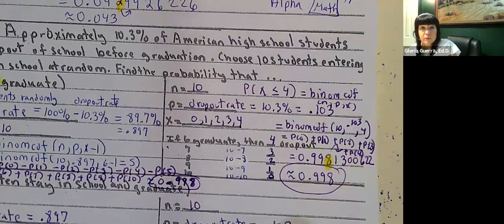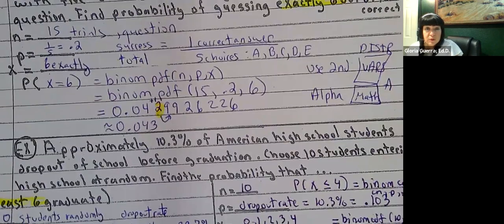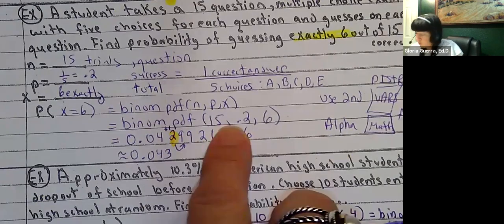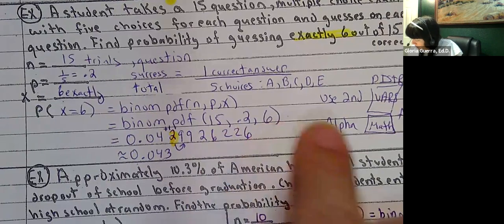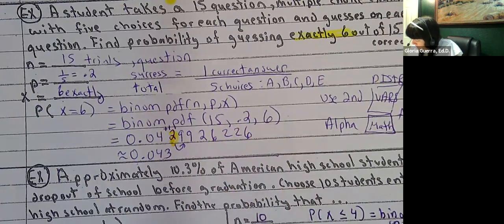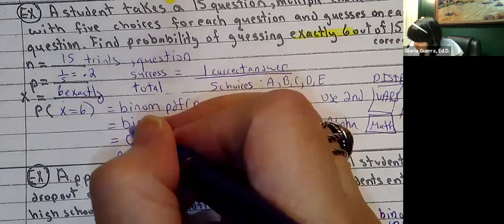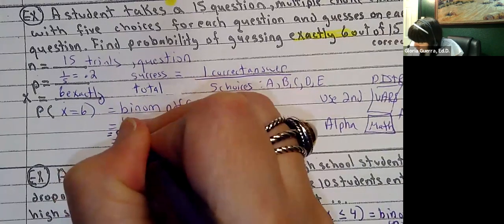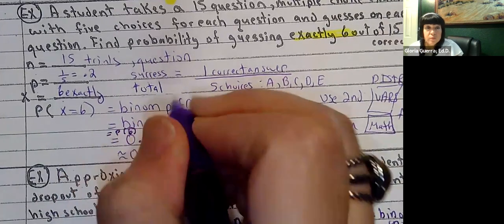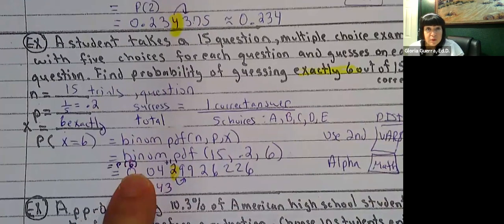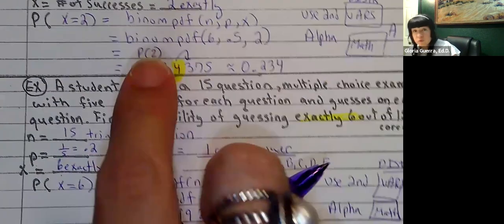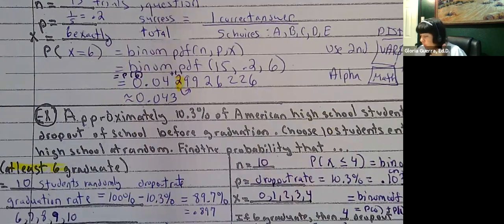Okay. And then I think this one, it's a PDF. So this one's just P of 6. And this one I did put that. Yeah. Okay. So I want you to write it up that way.